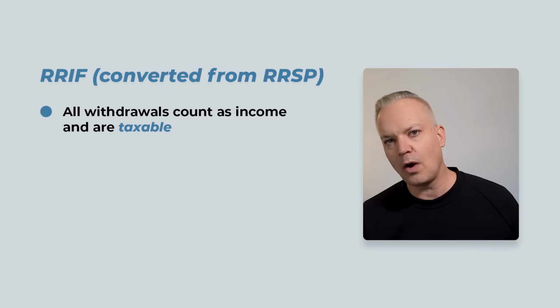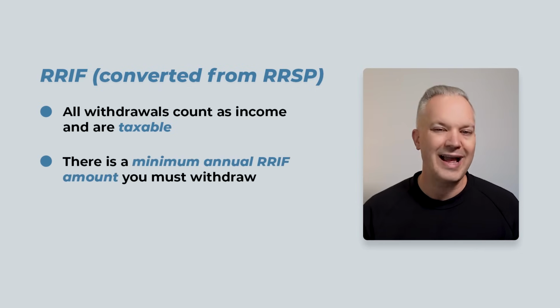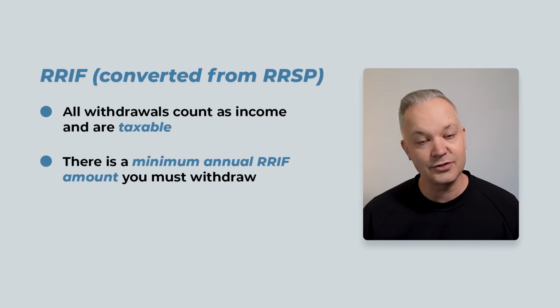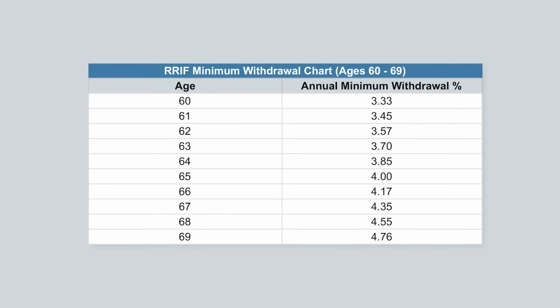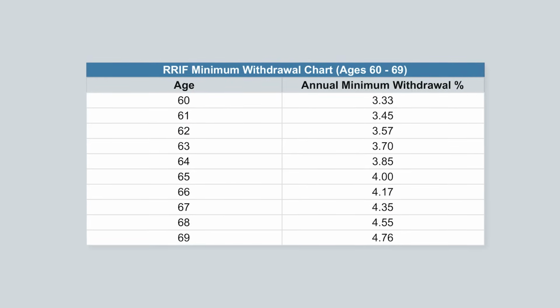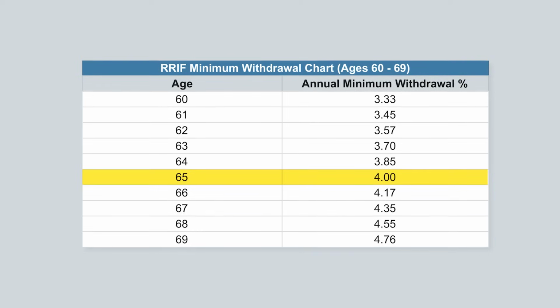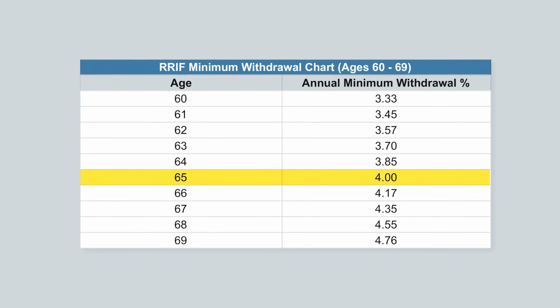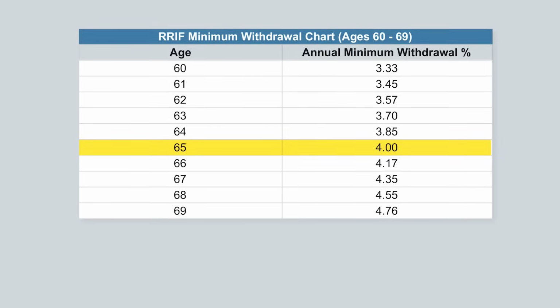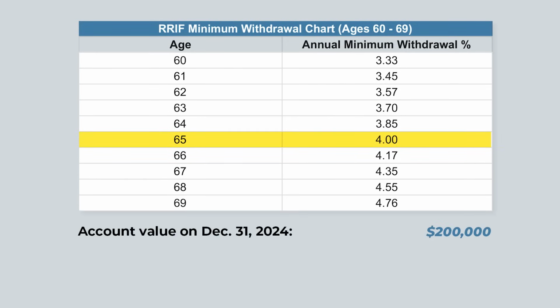Now, again, for your RRSP to RRIF, your RRIF will have a minimum. It's based on the account value at the end of the year and your age. There's a multiplier. Every age, there's a different minimum. So at age 65, the minimum is 4%, meaning that you need to take out at least 4% of the account value at the end of last year. So let's say December 31st, the account was worth $200,000 and you're 65 years old.